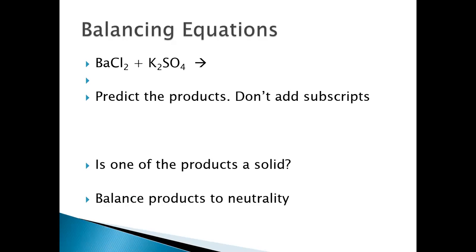Going to be Ba and then K2. Nope. You put a cation with another cation. You need to put the first cation, the barium, with the anion. So it'll be BaSO4. Yep, that's good. And? KCl. Again, I don't want you putting subscripts in there.